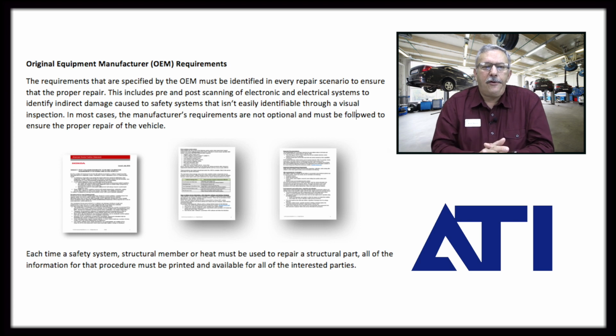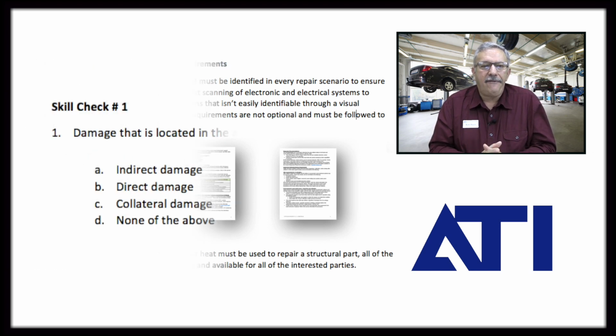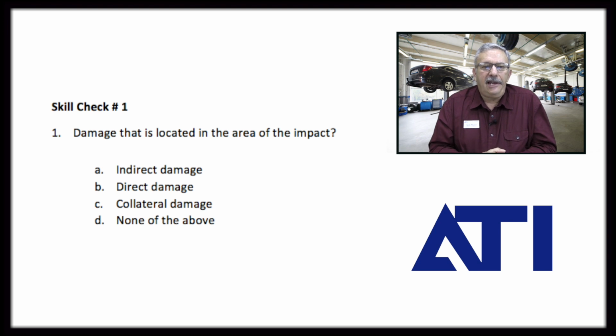Okay, so we said there were going to be some skill checks. So I'm going to go through the first skill check. The first question in that skill check is: damage that is located in the area of impact, what do we call that damage? Can it be indirect damage? Can it be direct damage? Is it collateral damage? Or is it none of the above?